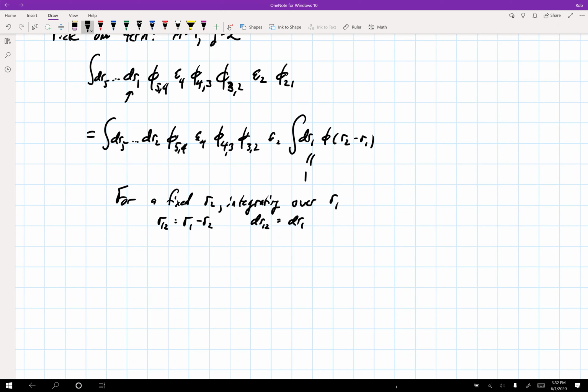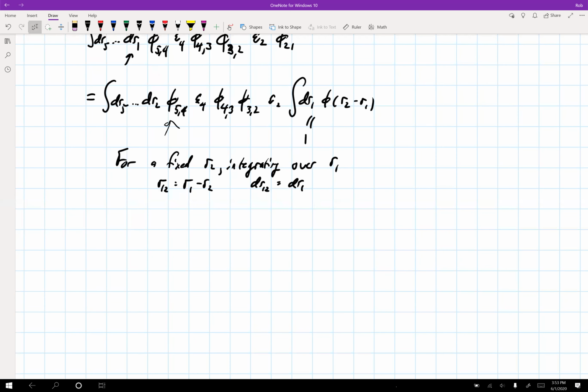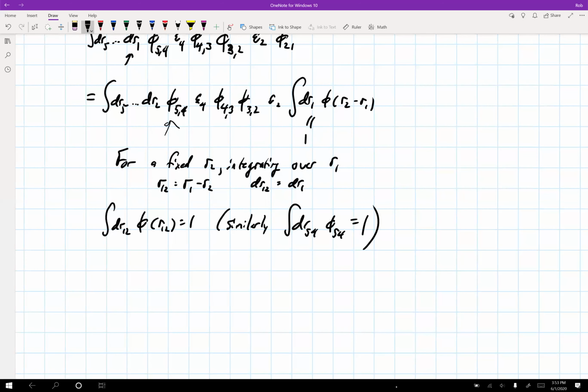And by the same rationale, the exact same thing is going to play out when we start at the other end of the equation at monomer 5. Because this bond potential only depends on 5 minus 4, we can think about evaluating that integral over r5 with r4 fixed. So the same logic is going to apply there. Integral dr1 of phi of r12 equals 1, and so that term's gone. Similarly, we have integral dr54 phi 54 also equal to 1, so that one's also gone.